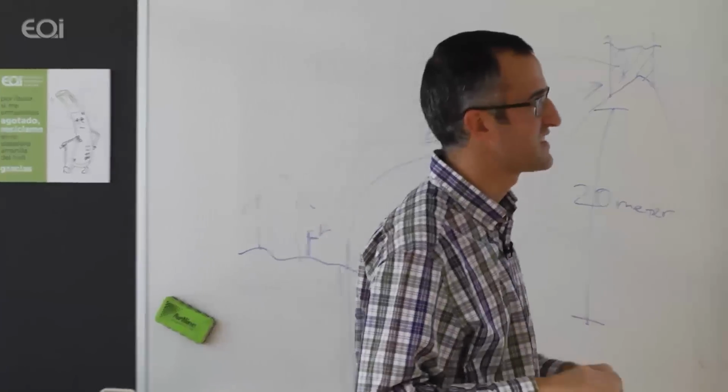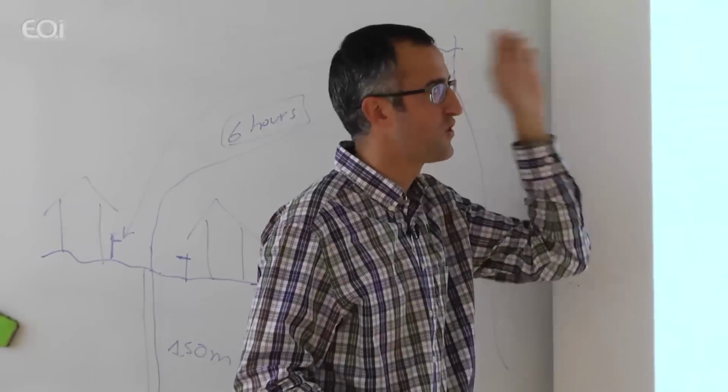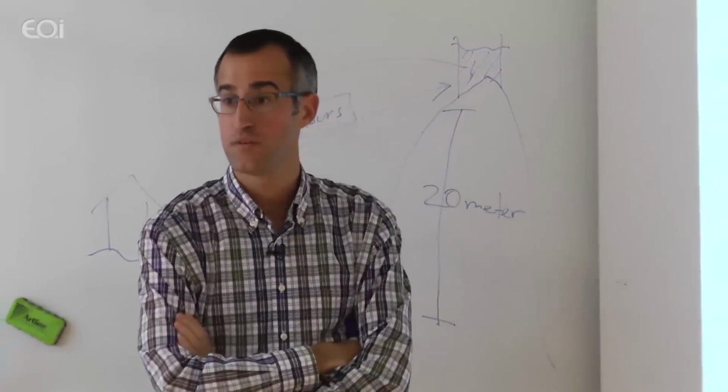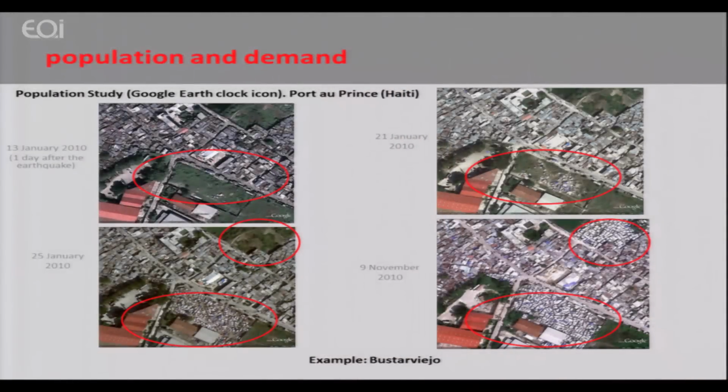For example, this is an example talking about the clock that I told you before. This is Haiti, this is for Fins, 1 day after the earthquake in 2010, right? 1 day after the earthquake, there were no people here. This area was not affected, right?